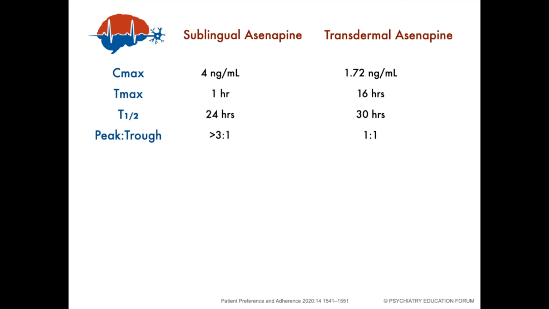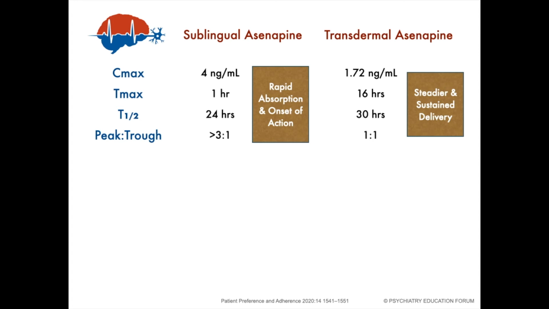Well, you will ask me, what does that mean clinically for me when we prescribe these medications? So here is the summary. Sublingual Asenapine, because of these pharmacokinetic features, is absorbed rapidly and has a rapid onset of action, whereas transdermal Asenapine is steadier with a sustained delivery option. You need to keep that in mind when you choose one medication over another.